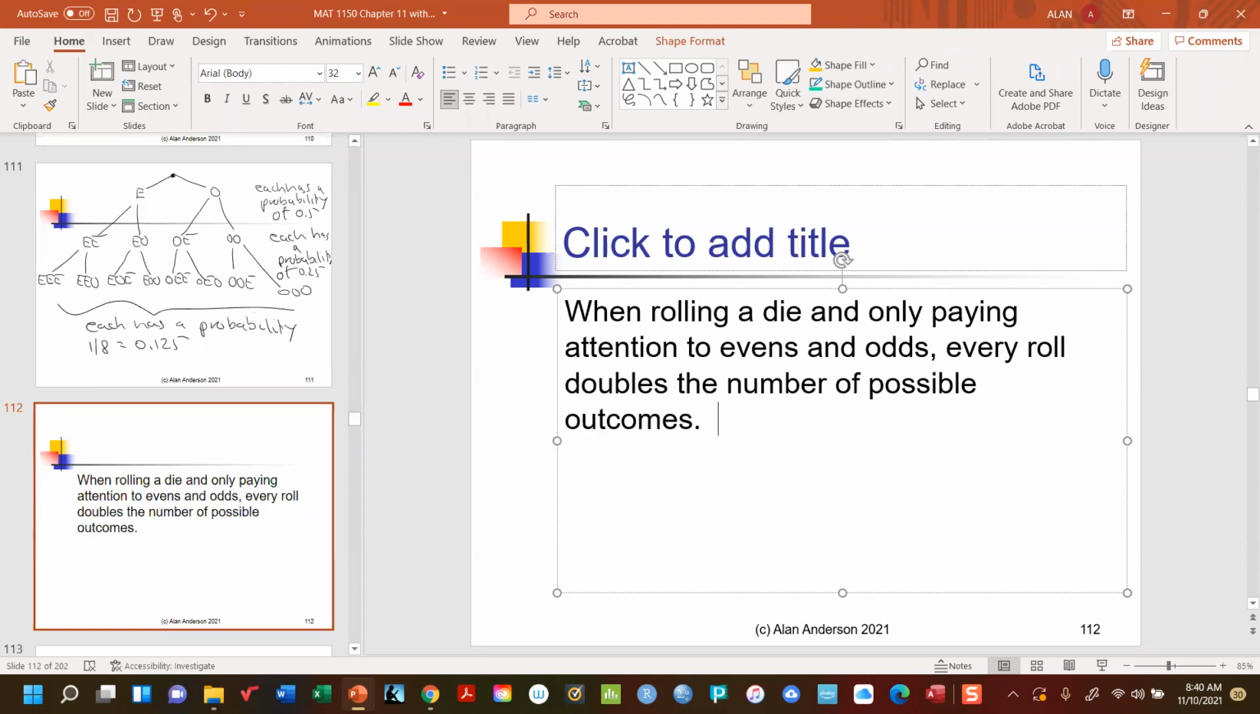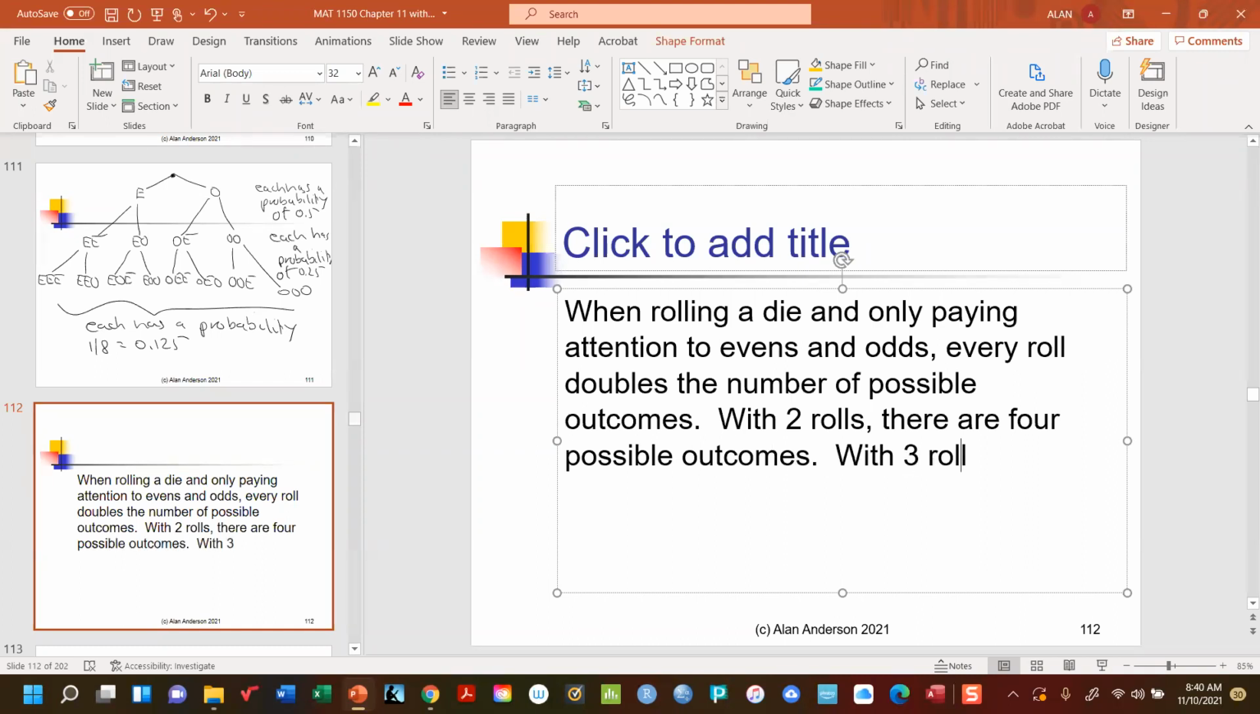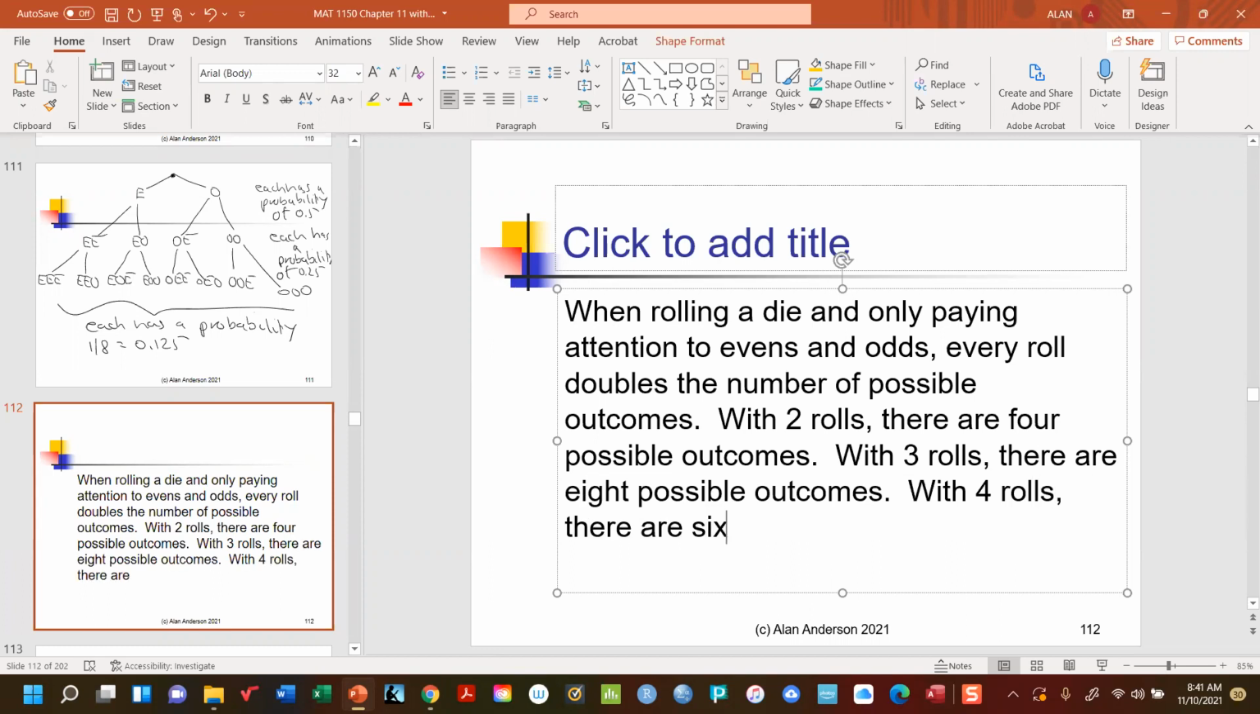Every time you roll the die, you're doubling the number of outcomes. So with 2 rolls, there are 4 possible outcomes. With 3 rolls, there are 8 possible outcomes. With 4 rolls, there are 16 possible outcomes. Okay, so just double every time.